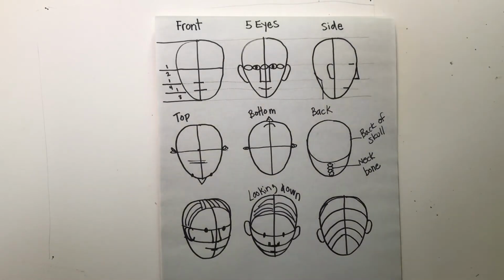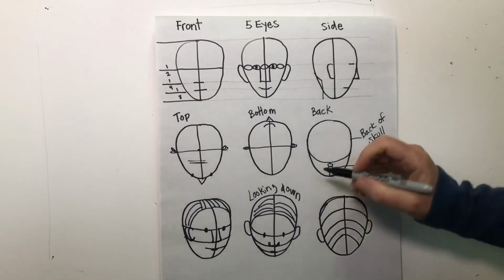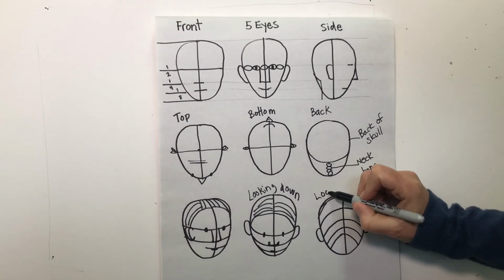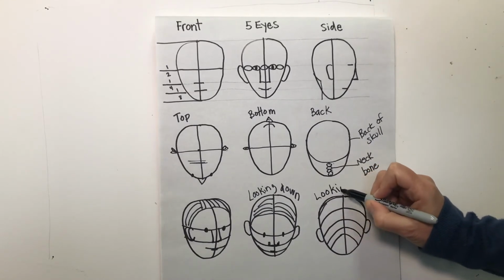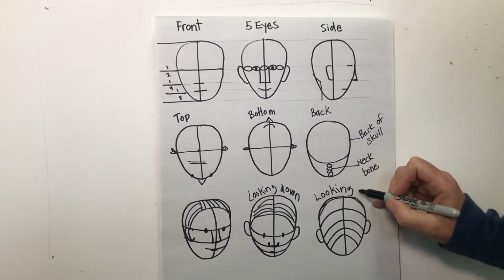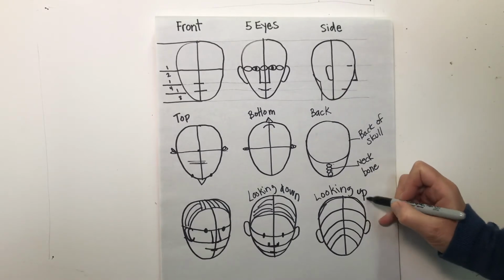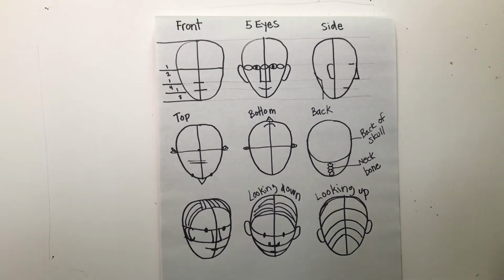And now we have the next diagram. It's doing the opposite. Curves are going in the other direction. So that's when we're looking up. And now those lines are more like a frown.